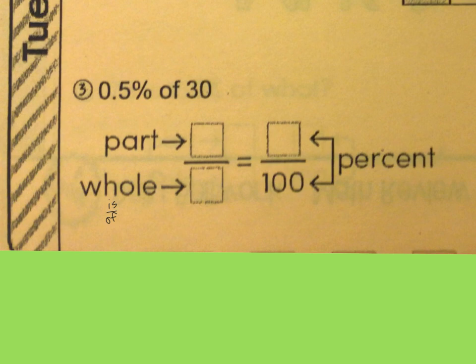So we can look up here at this problem now, and we can see that we have of 30. So it doesn't go here because of that. It's of. Of goes there. So we go 30. And this right here is a percent. So percent always goes there. So we're going to go 0.5. And the thing that's left over that's blank, we don't know what it is. So we just call it x.